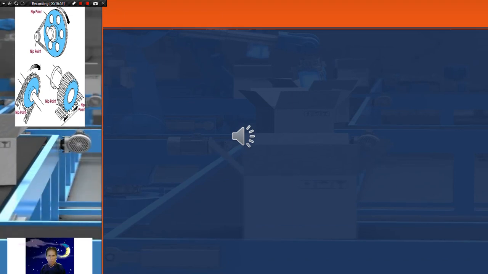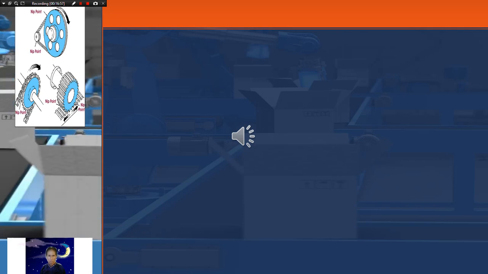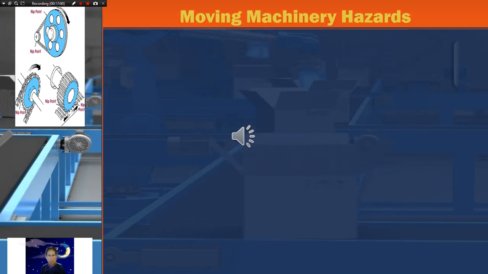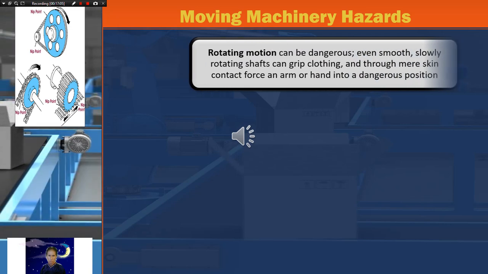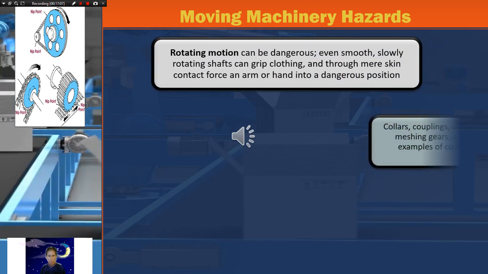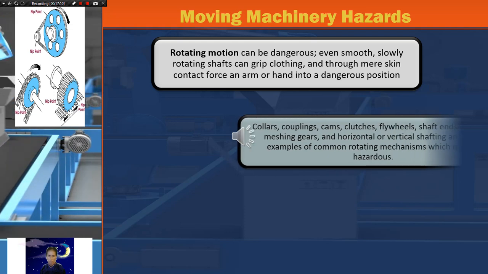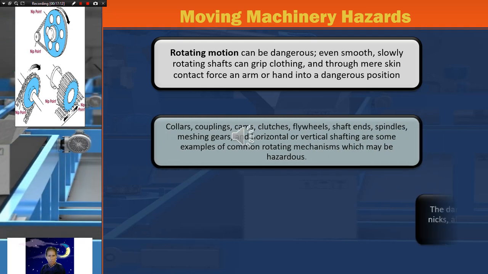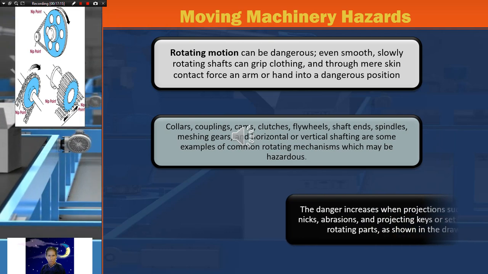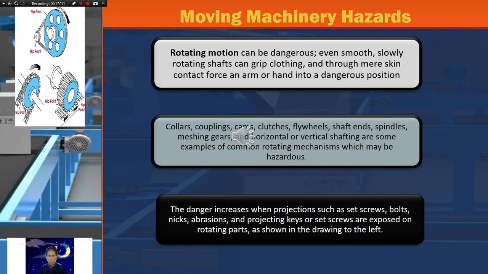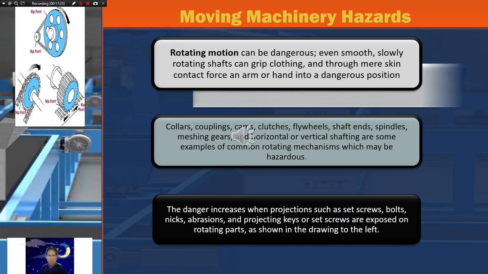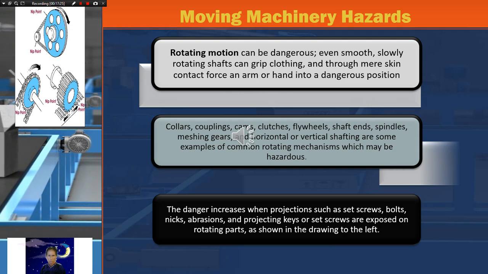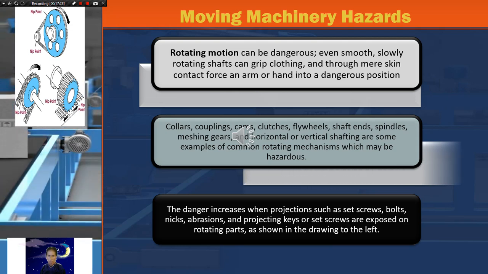Moving machinery hazards. Rotating motion can be dangerous. Even smooth, slowly rotating shafts can grip clothing, and through mere skin contact force an arm or hand into a dangerous position. Collars, couplings, cams, clutches, flywheels, shaft ends, spindles, meshing gears, and horizontal or vertical shafting are some examples of common rotating mechanisms which may be hazardous. The danger increases when projections such as set screws, bolts, nicks, abrasions, and projecting keys are exposed on rotating parts, as shown in the drawing to the left.